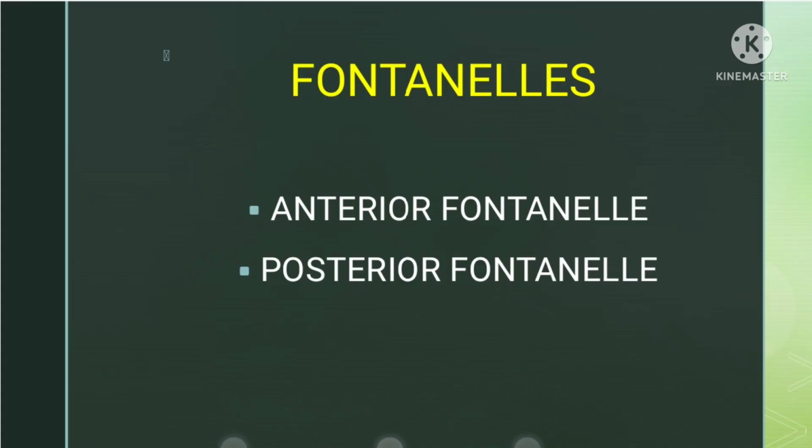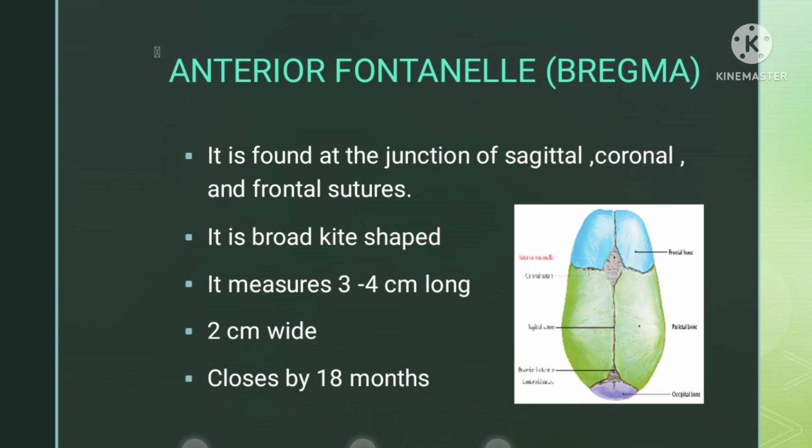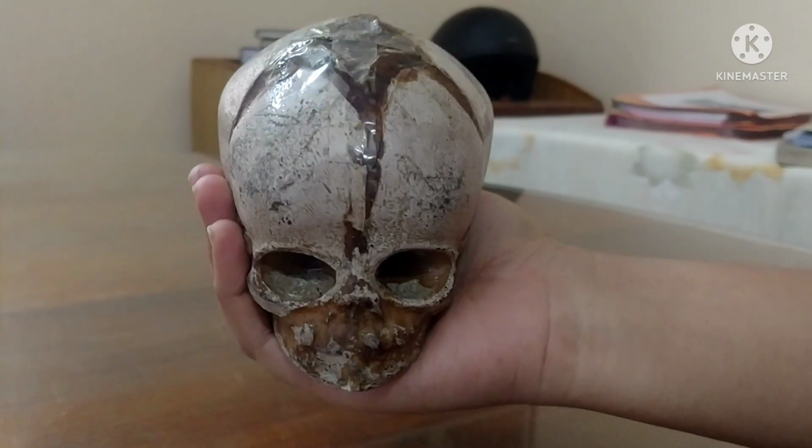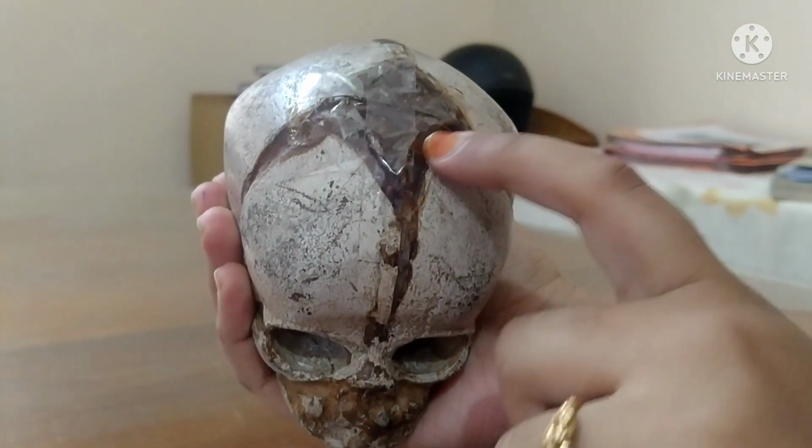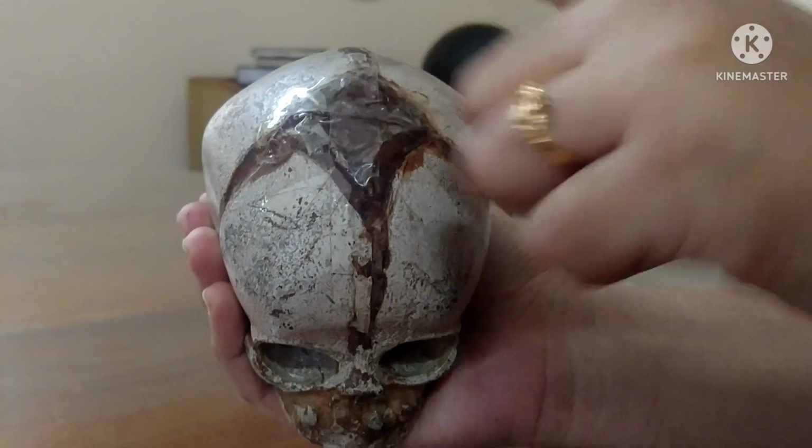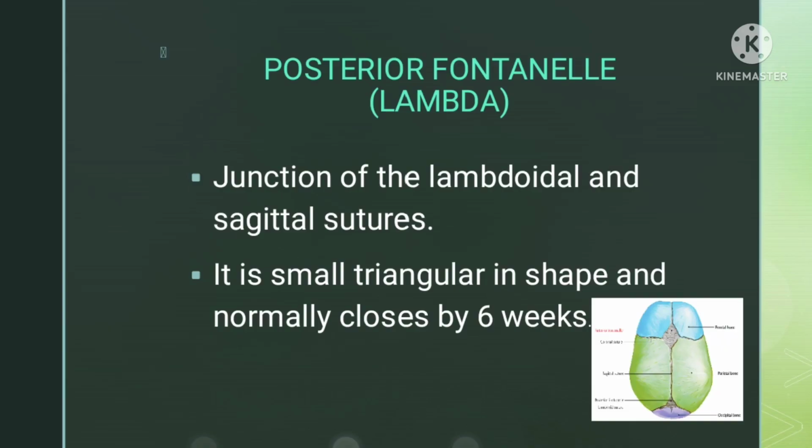There are 2 fontanelles, anterior fontanelle and posterior fontanelle. Anterior fontanelle, also called bregma. It is found at the junction of sagittal, coronal and frontal sutures. It is a broad kite shape and it measures 3 to 4 cm long and 2 cm wide, and it closes by 18th month. This is the anterior fontanelle or bregma. It is diamond shaped or kite shaped, at the junction between coronal, sagittal and frontal sutures.